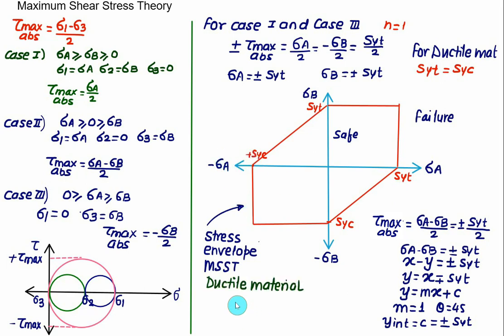Maximum shear stress theory you have to use for predicting the failure of a ductile material, but this theory is a little bit conservative. So instead of maximum shear stress theory, distortion energy theory is normally used in the case of ductile material. We'll discuss this part later on.